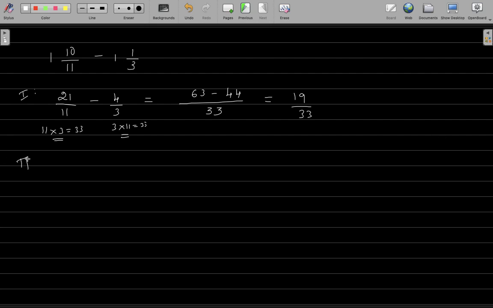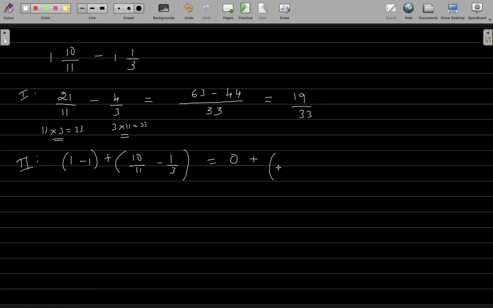Let us now look at the second method. What is the second method? We are going to subtract the whole numbers, that is 1 minus 1, plus subtract the fractions part, that is 10 by 11 minus 1 by 3. What is 1 minus 1? It is 0. What is 10 by 11 minus 1 by 3?